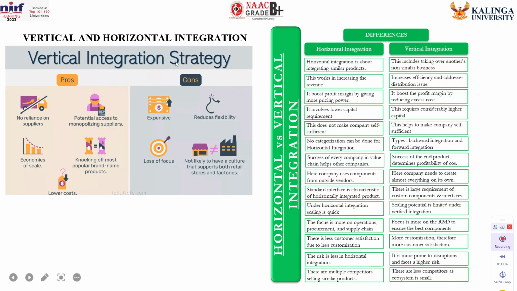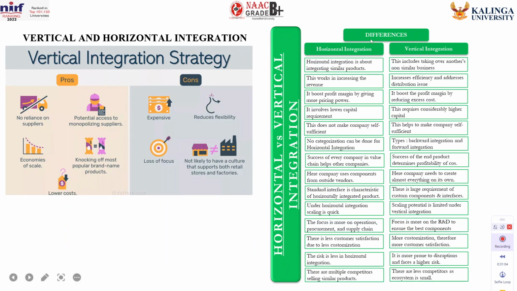So this is vertical integration. Pros are no reliance on suppliers, potential access to monopolizing suppliers, economies of scale, knocking off the most popular brand name products, and lower costs. Cons are that it is expensive, reduces flexibility, loss of focus, and it is not likely to have a culture that supports both the retail stores and factories. This is the difference between horizontal and vertical integration.